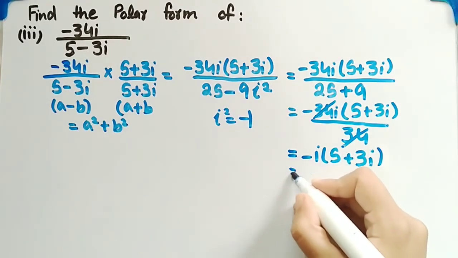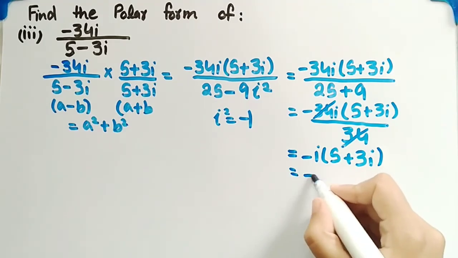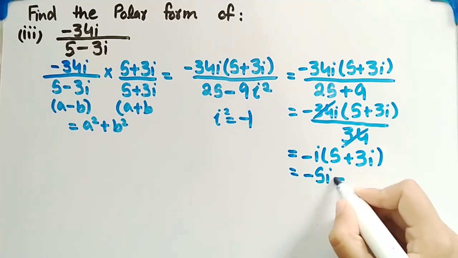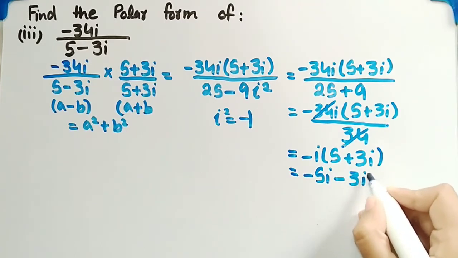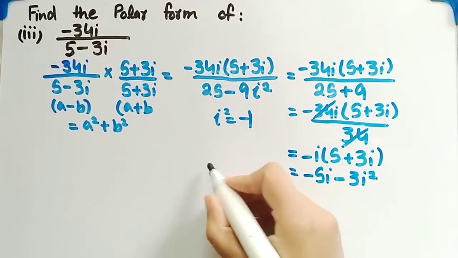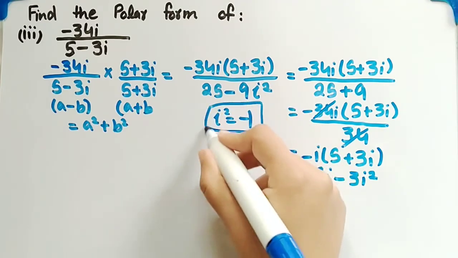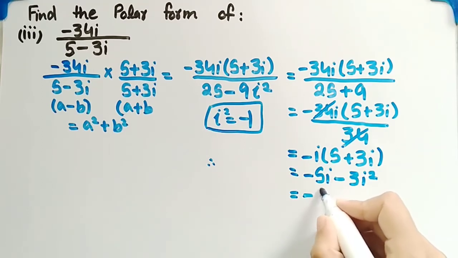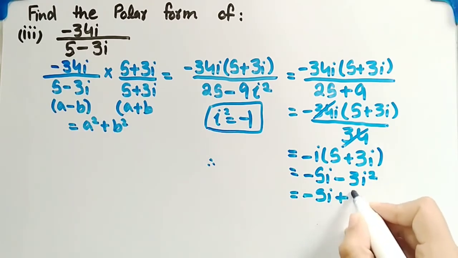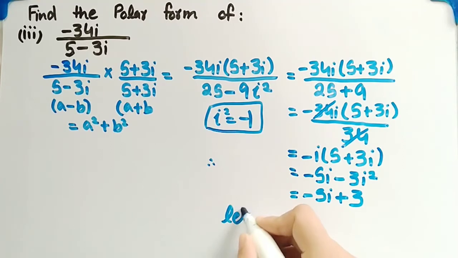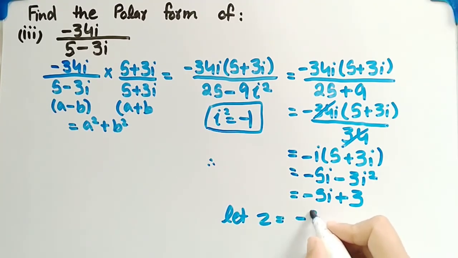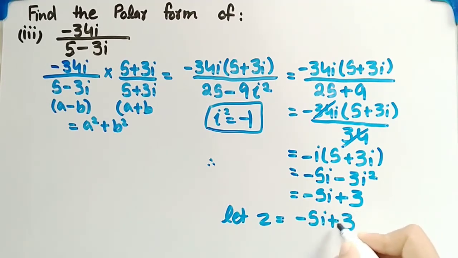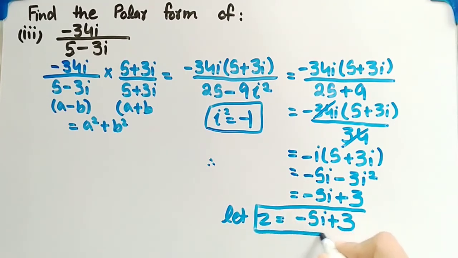and it is equal to minus 5 iota minus 3 iota square. Iota square is equal to minus 1, so it will be equal to minus 5 iota plus 3. So let z is equal to minus 5 iota plus 3. Now we will solve this complex number and find its polar form.